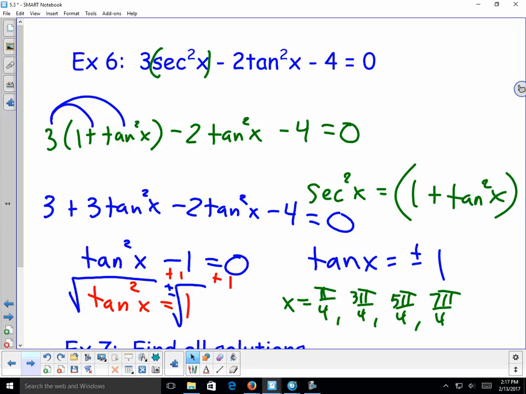If it did not say between 0 and 2 pi, and you did have to generalize, would we have to list 4 different equations? No. Kathleen, what could we do? X equals pi over 4 plus 2 pi n. Plus 2 pi n? That would just give us all the ones that end here. Pi over 2n?